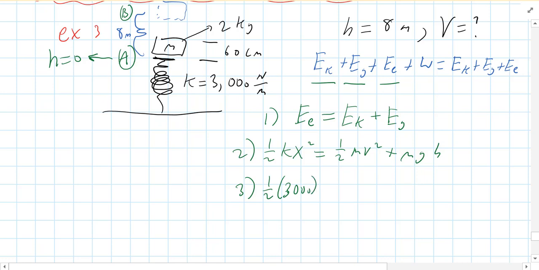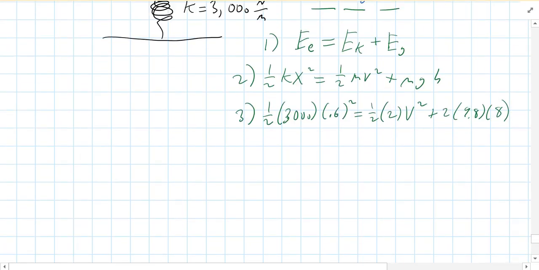Let's see, we said K was 3,000. X we said is 0.6. Got to square that. 1/2. The mass of the book is 2. I'm trying to find its velocity at that point, at point B. Mass of the book is 2. Acceleration of gravity is 9.8. And the height of the book, I told you I want to know how fast it's going when it is 8 meters from the start point. So H is 8. All right.